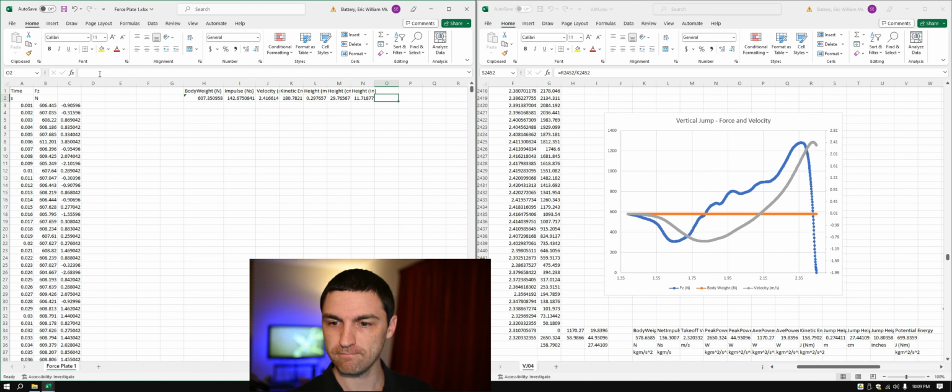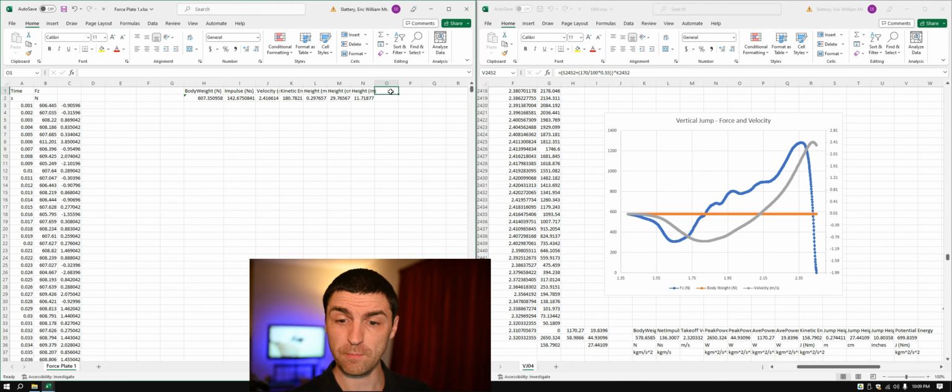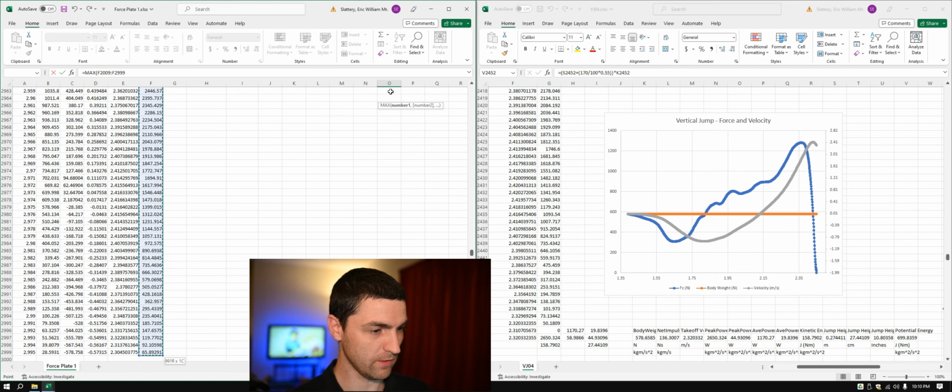And then lastly, let's just figure out the potential energy when they're at the height of their jump. And if I remember right, one thing I'm going to add in here is, actually, never mind. We won't go ahead and do that. We'll just do the power calculations. So peak power. This is going to be in watts. This is going to be the max for this.